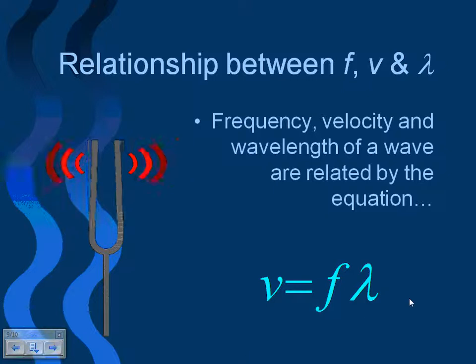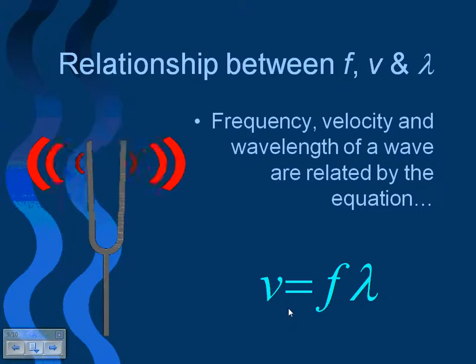So there is a relationship between frequency, velocity, and wavelength. And it's shown by this equation here. So velocity is equal to frequency times wavelength.